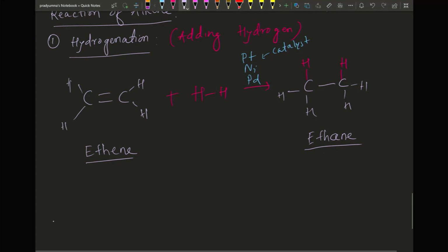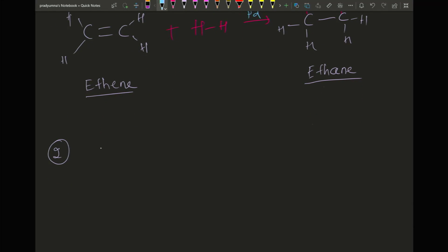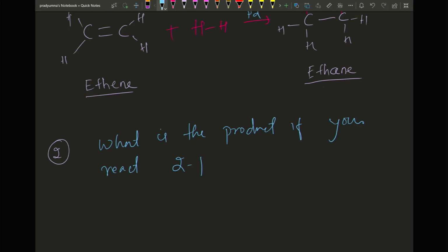All right, so let's do another quick example. Here's the question for you. What is the product if you react 2-pentene with hydrogen in the presence of nickel? So nickel is the catalyst.